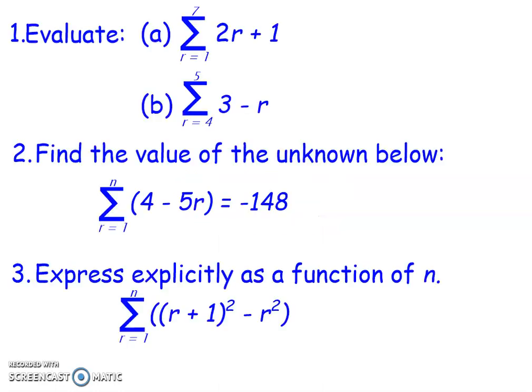First one I want you to do is evaluate a pair of sums that I've got there for you using the various properties. The second one, I want you to find the value of the unknown below, i.e. the value of n, such that that sum works out to negative 148. And then the last one, I want you to express explicitly that expansion as a function of n, using the properties of series and sequences you know. So pause the video and have a crack.